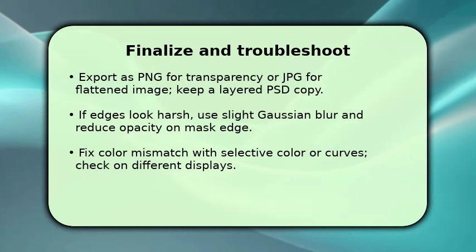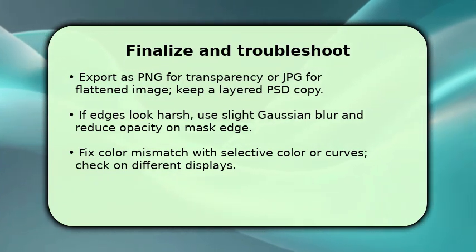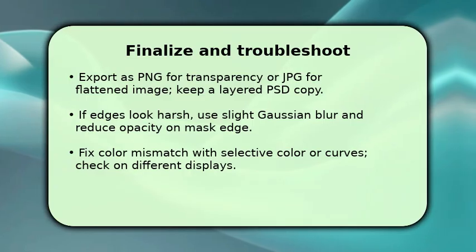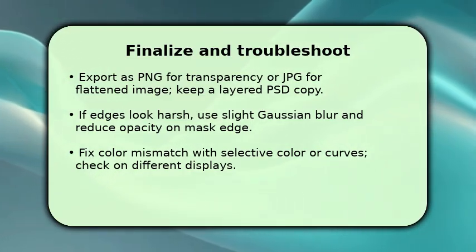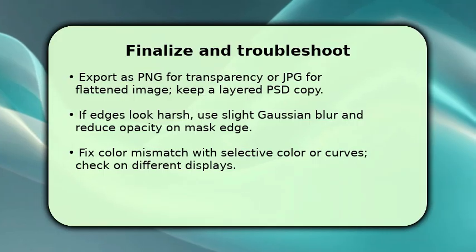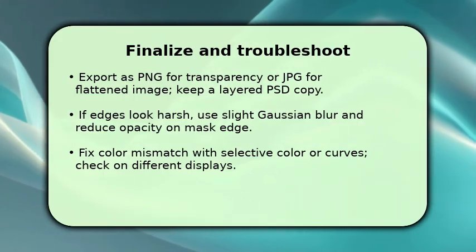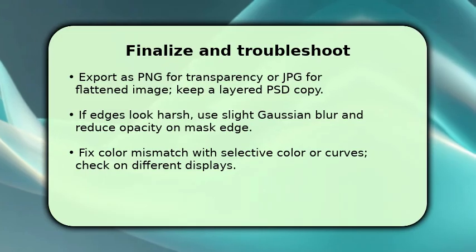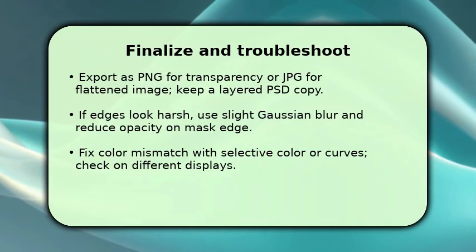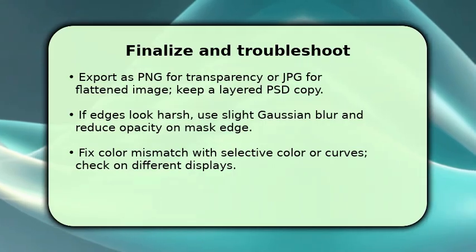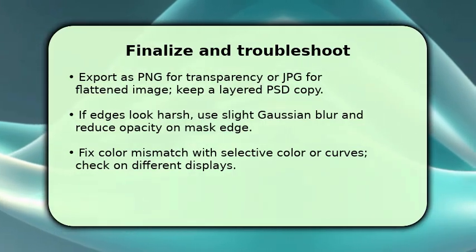version for sharing. If you spot fringe or hard edges, soften the mask edge by a tiny Gaussian blur and then retighten with a low-opacity brush. This often removes halos without losing detail. If colors still clash, use a selective color or curves adjustment clipped to the subject. Finally, preview on another device to confirm consistency before you deliver the final.